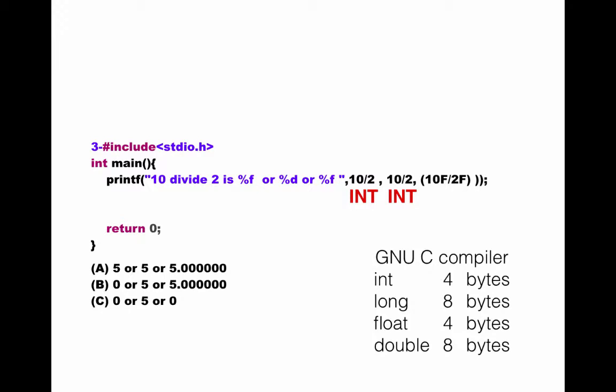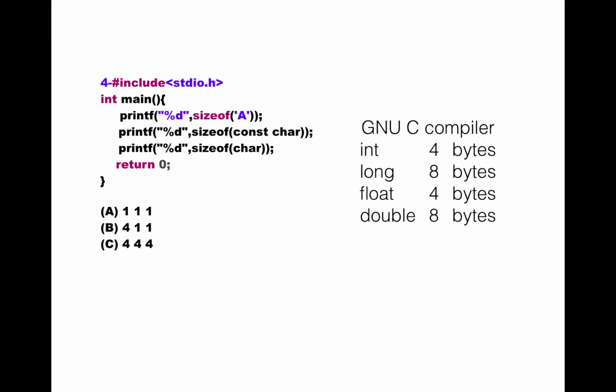The second one is 10 divided by 2, and the format specifier is d, so 5 will appear. The third and last one is 10 with suffix f and 2 with suffix f, so it's a float divided by a float, and this will give us a float, 5.000000. So the correct answer is option B.